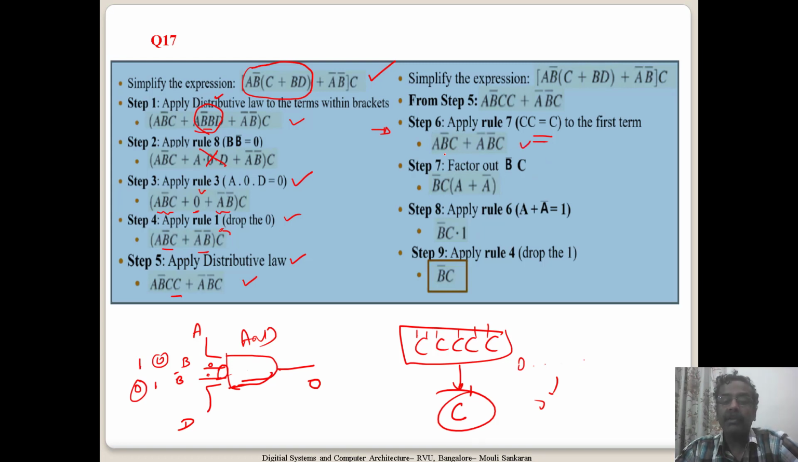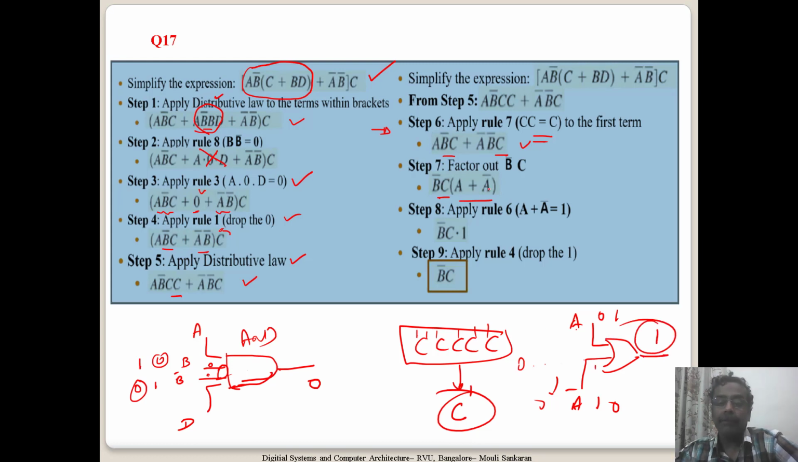Now b bar c is common here, so we can take it out, and a plus a bar. Now what is a plus a bar? Plus is OR gate. This is a and this is a bar. Either this is 0 and then this is 1. If this is 1, this is 0. So one of the inputs is going to be 1, then this output is going to be 1. So this can be replaced with 1, that b bar c dot 1.